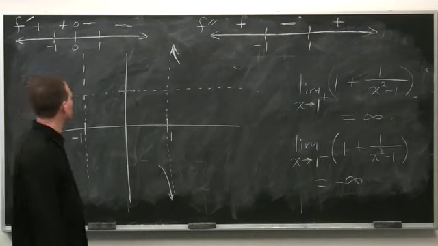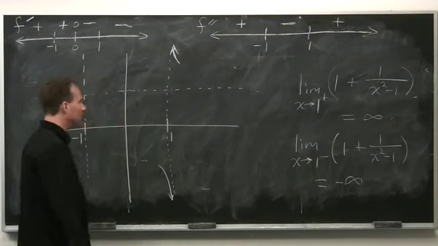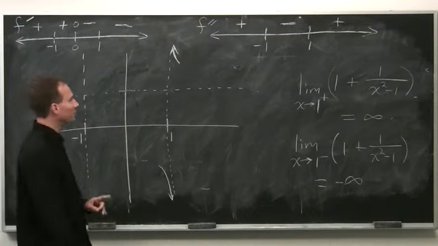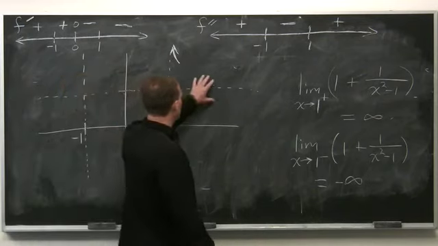I'm not going to draw what happens over here. I am going to use symmetry and just flip things around. So we'll see what happens. All right, but that's the asymptotes.